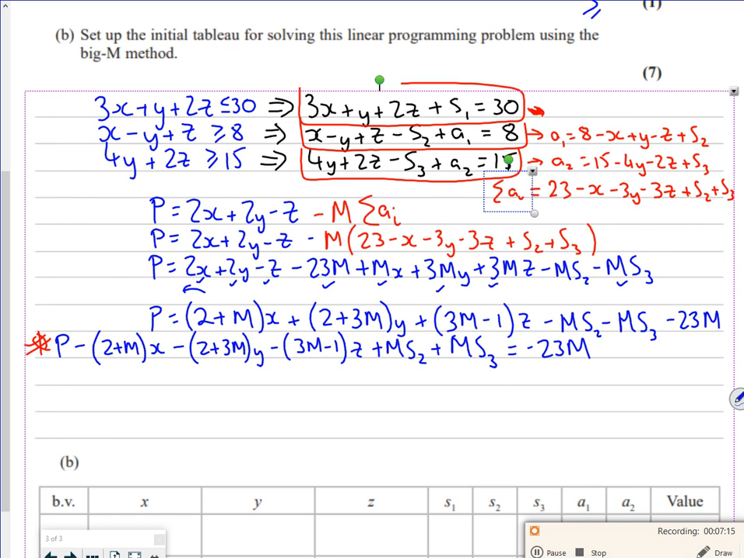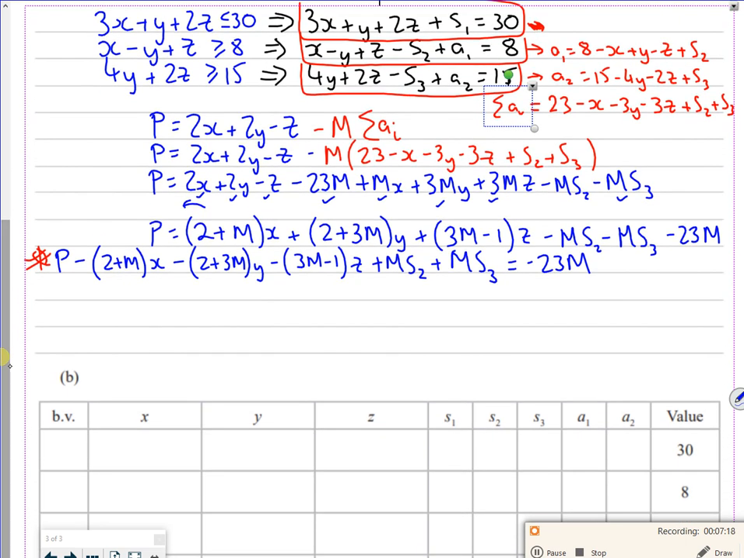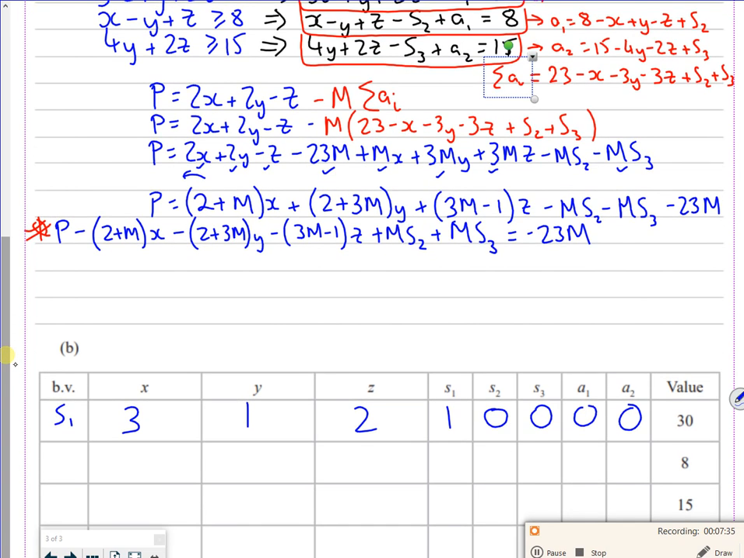So watch me for making mistakes on this. I've got a 3, a 1, a 2, a 1, a 0, 0, 0, 0, 30. Look, it's even put the values in front of it to make sure I put it in the right place. So S1 goes as my basic variable. Then I've got a 1, a minus 1, a 1, a 0, a minus 1, 0, 1, 0 for 8. And then that 15, never mind. Now, with simplex, you'd use the S's. With two-stage and Big M, you look at the A's. So that would be an A1 there, and it would be an A2 for this one.